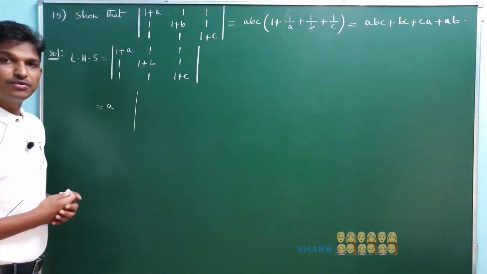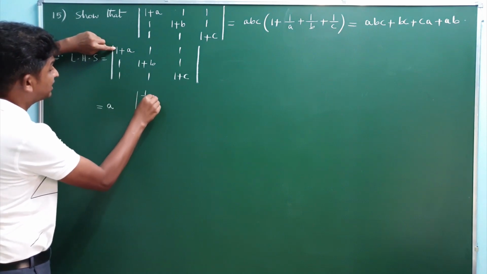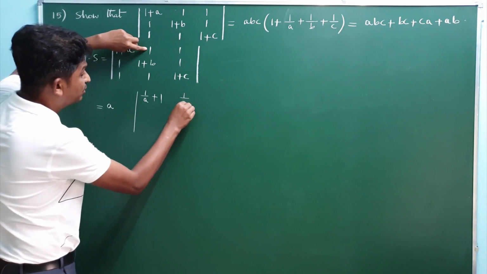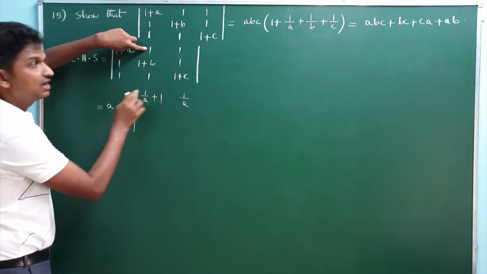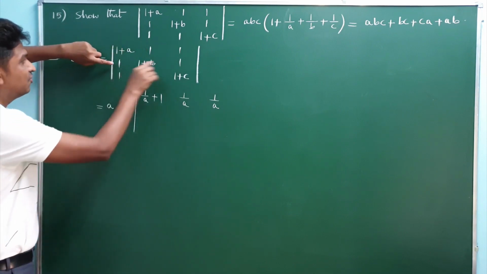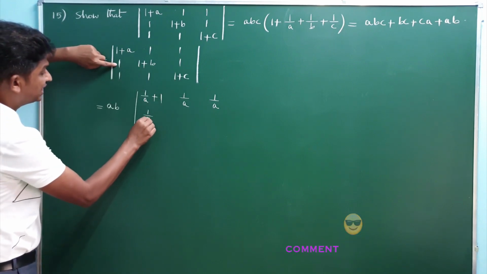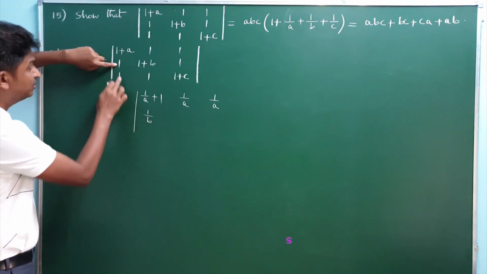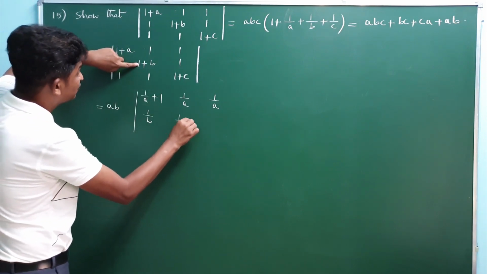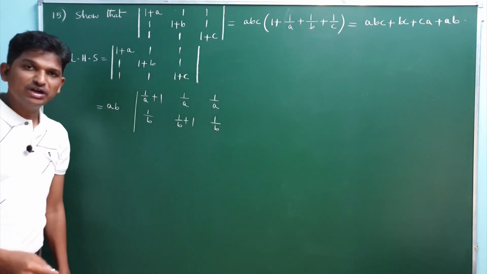When you take A common from the first row, what you will get? From this expression, if you take A common, you will get like this, 1 by A plus 1. If you take A common here, you will get 1 by A, because A into 1 by A is 1. If you take A common from this, you will get 1 by A. I hope you are understanding. From the second row, I'll take B common. I'll get 1 by B, because B into 1 by B is 1 only. From this, if you take B common, you will get 1 by B plus 1. From this, if you take B common, you will get 1 by B. I hope you are understanding.